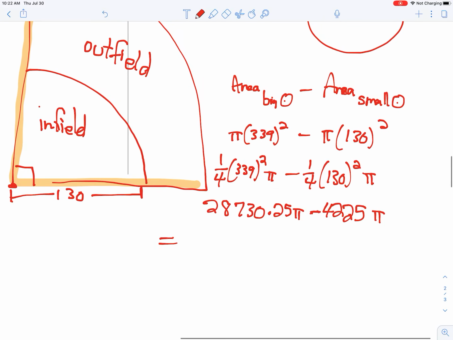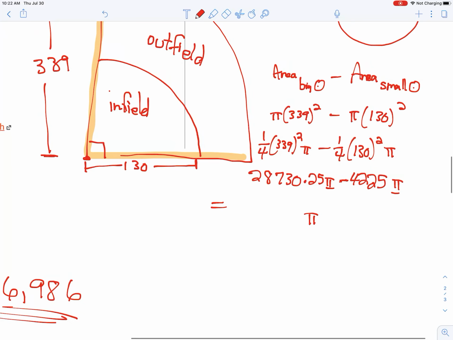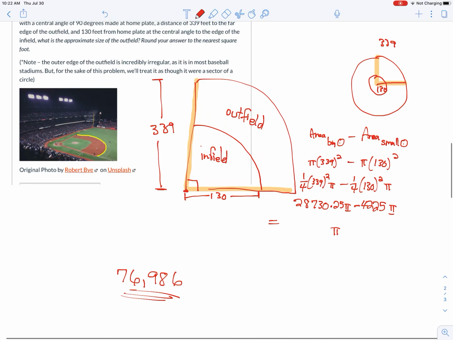I'll let you take it from there. Because these are like terms, you're going to get something in terms of pi. Use the exact number for pi and then round to the nearest square foot.